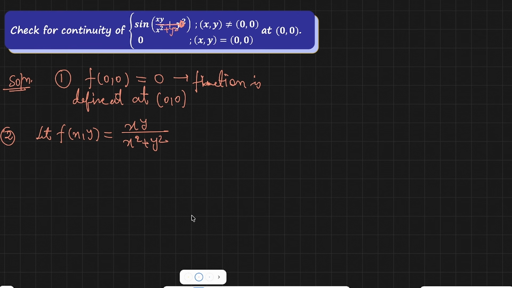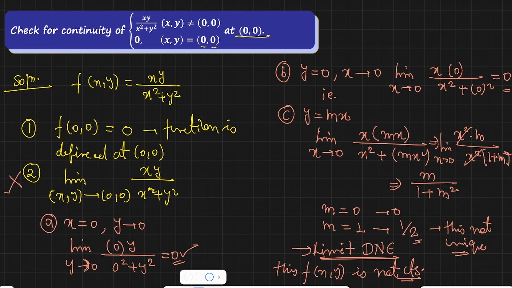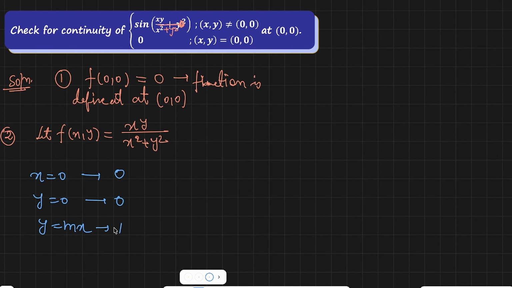So simply you take x equals to 0. When x equals to 0, it is 0. When y equals to 0, it is 0. When y equals to mx, then what will happen? Because of that, it is the same question which we have solved. So here the limit does not exist. If the limit does not exist, what will happen?